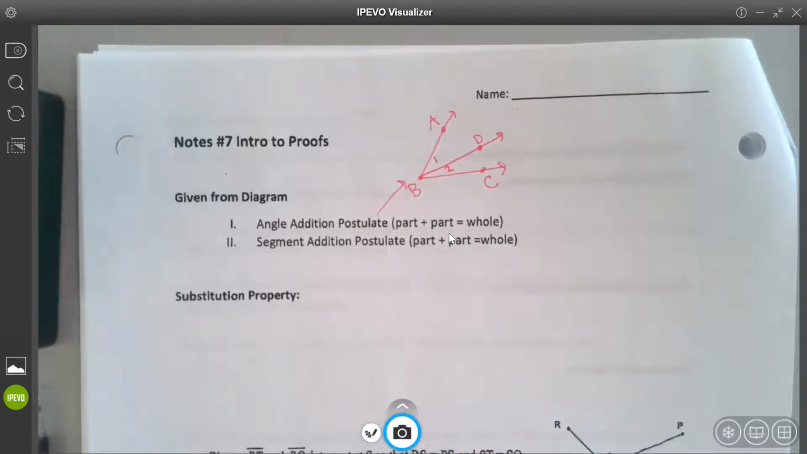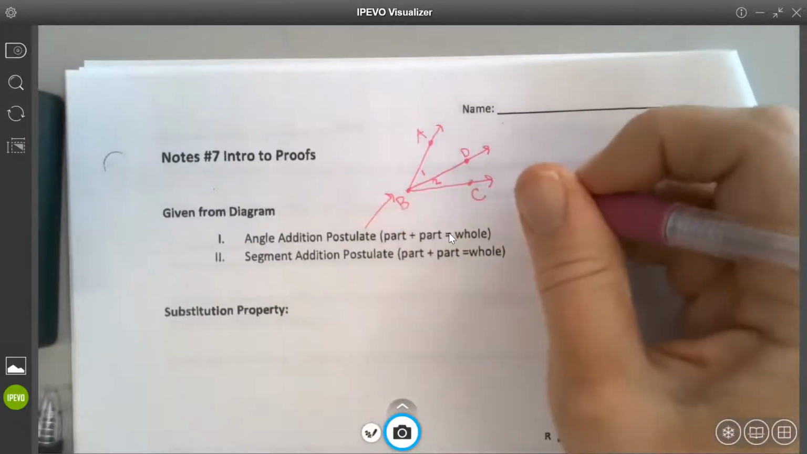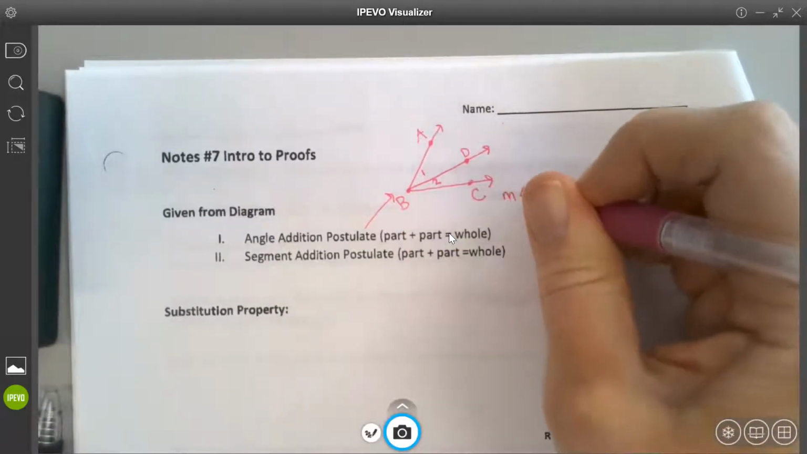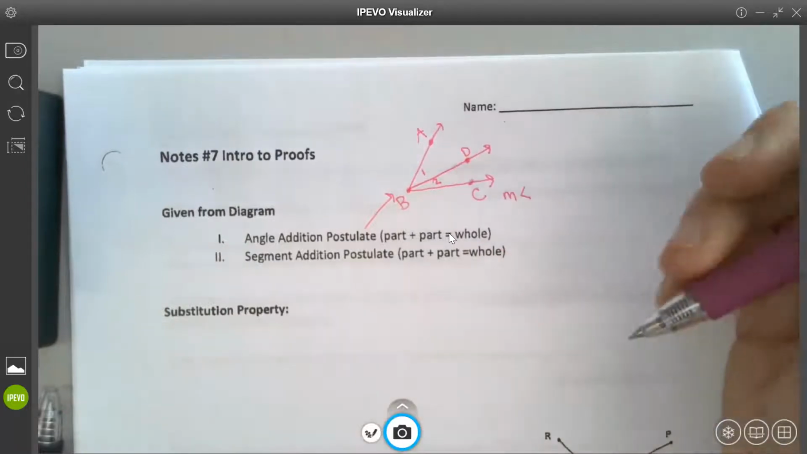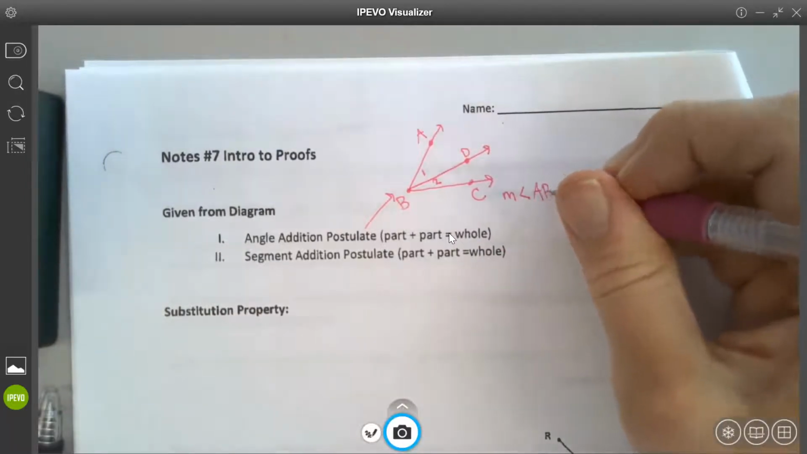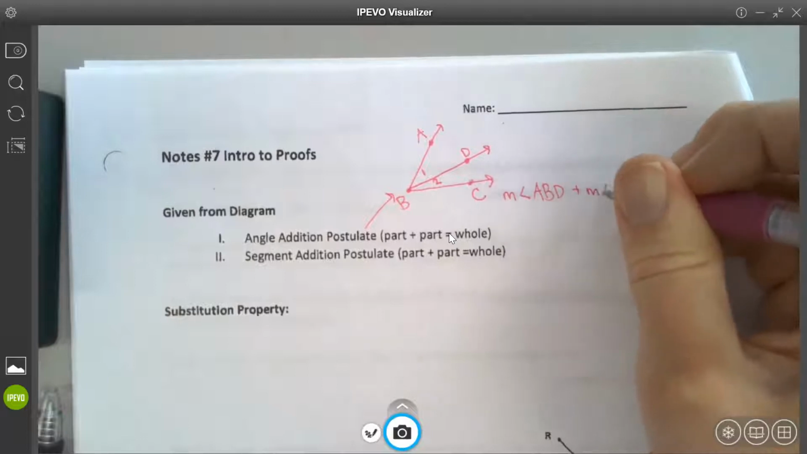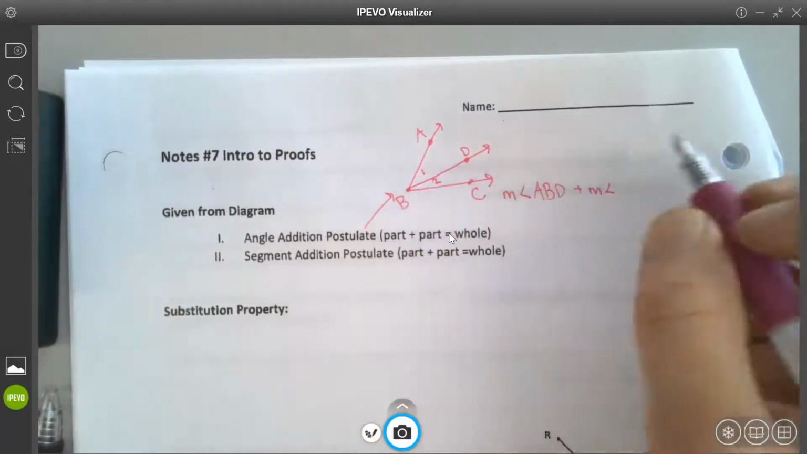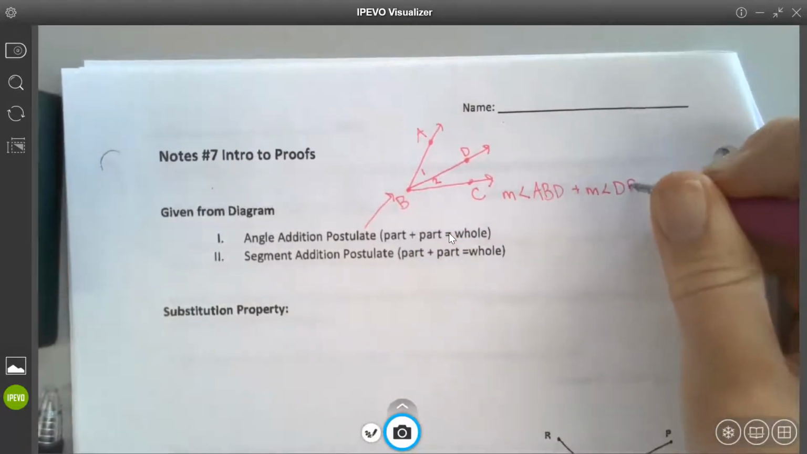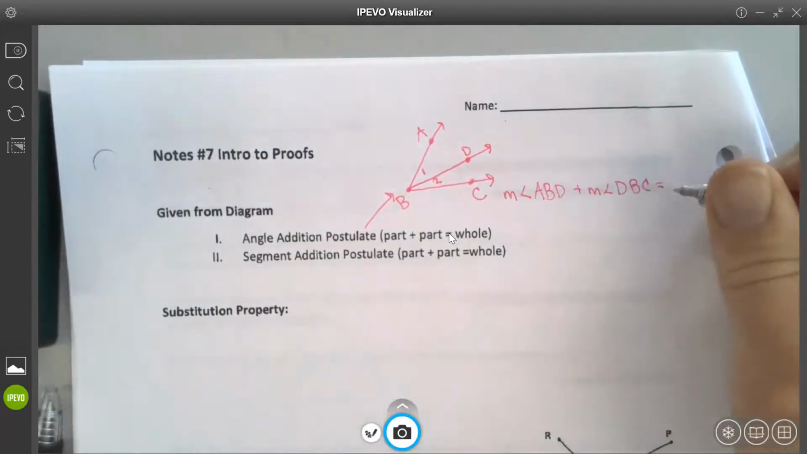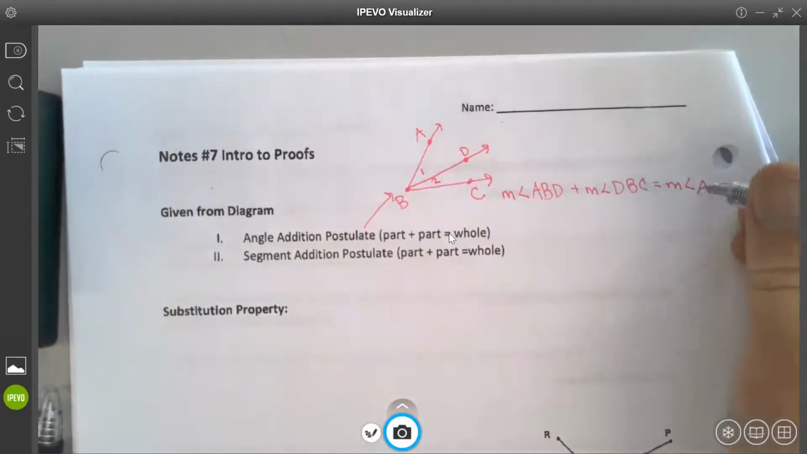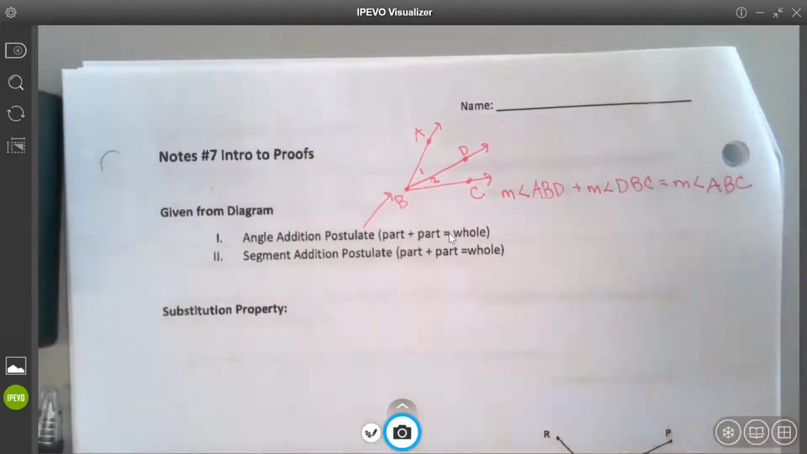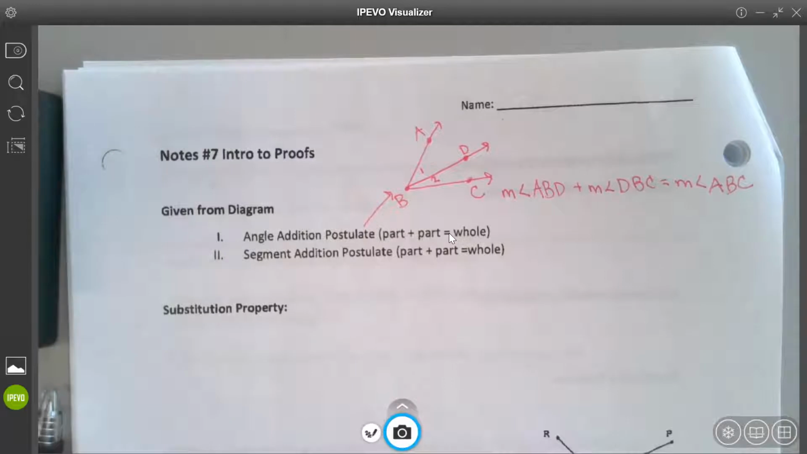So one way that we could write out what's happening here is we can say that the measure of angle ABD, which is really angle 1 there, plus the measure of angle DBC is equal to the measure of our full angle ABC. Okay, that the part plus the part equals the whole. That's from our last unit, or not even, it was the first half of unit 2.